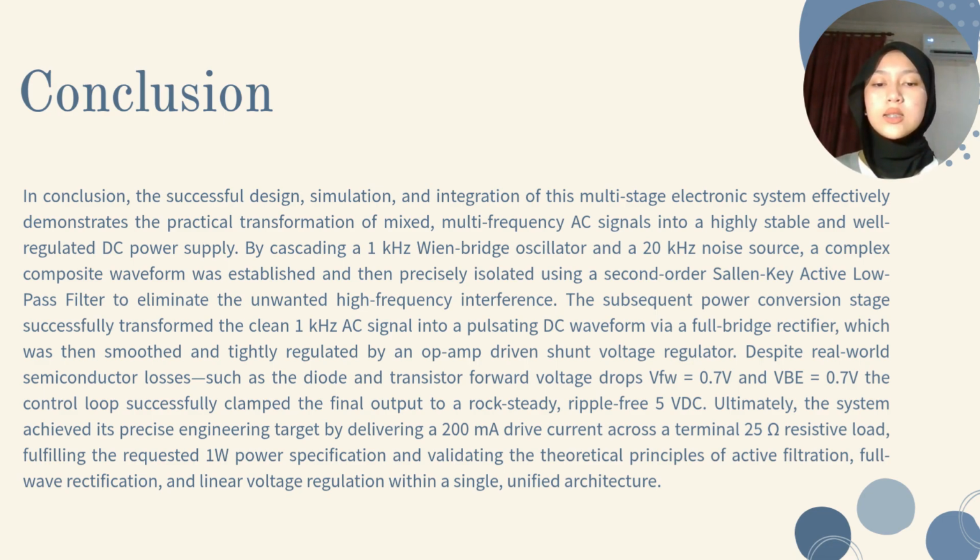This clean AC signal was then converted into a pulsating DC waveform via a full-bridge rectifier. Lastly, the signal was smoothed and tightly controlled using an op-amp driven shunt voltage regulator. Despite a real-world semiconductor loss such as the 0.7 V drop, our control loop successfully clamped the final output to a rock-steady, ripple-free 5 VDC. Ultimately, the system achieved its precise engineering target by delivering a 200 mA drive current across a 25 ohm resistive load, fully satisfying the required power specification.